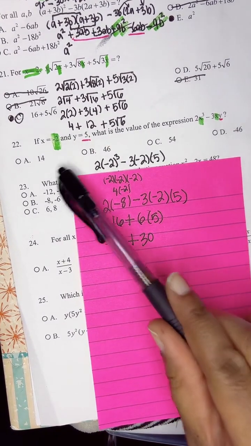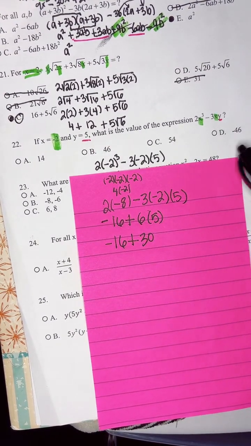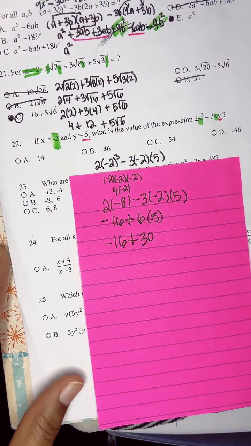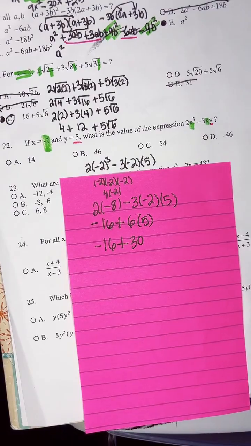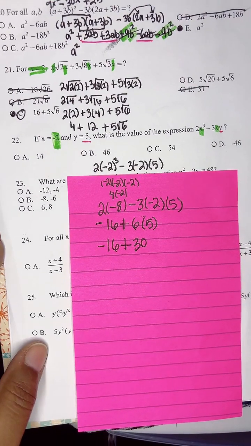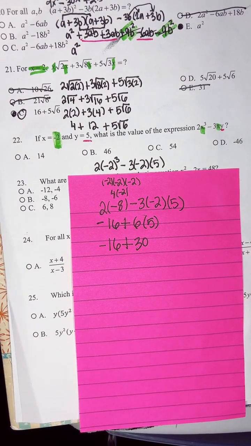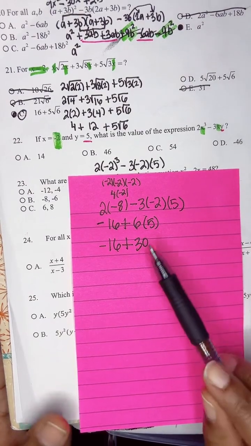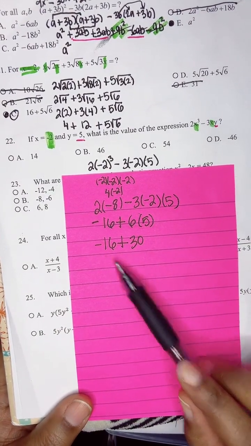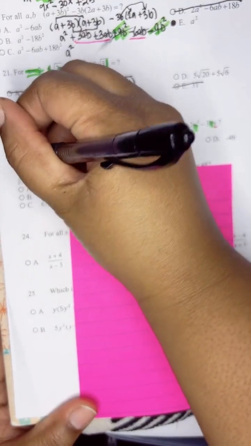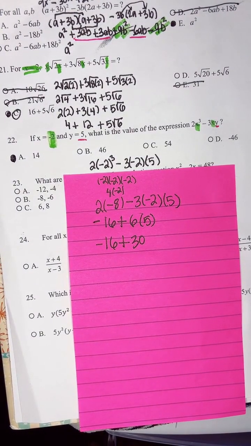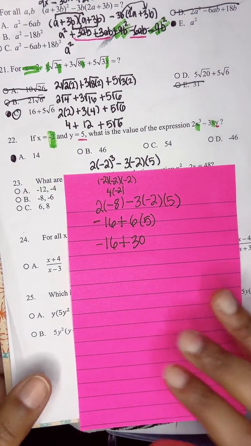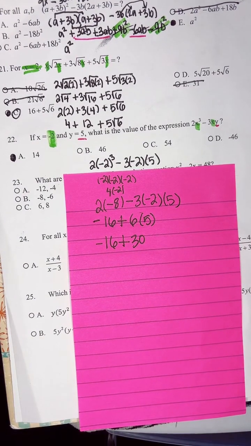Is my answer A, B, C, D, or E? Put it in the chat. What do we get here? A. Yes, let's go. Yes, we get A because 30 minus 16 is 14. Wonderful. Any questions on this?